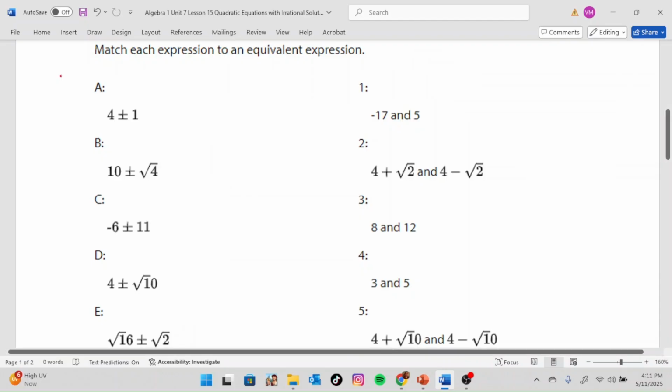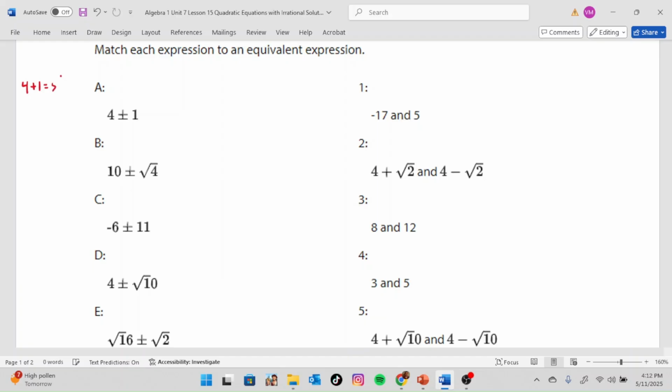Practice problem number 2 wants us to match each expression on the left with equivalent expressions on the right. So, let's look at A. When we have 4 plus or minus 1, that really means it could be 4 plus 1, which equals 5, or it could be 4 minus 1, which equals 3. So when you look at your choices, number 4 is 3 and 5. That means A is equivalent to number 4.